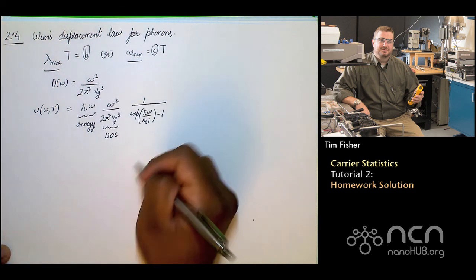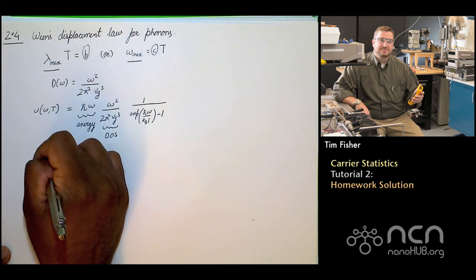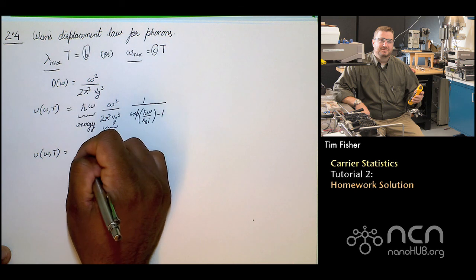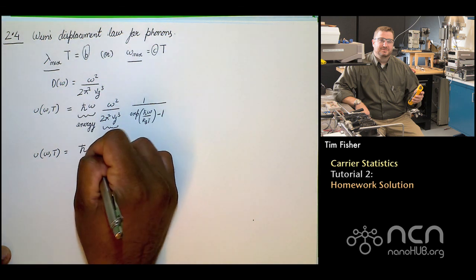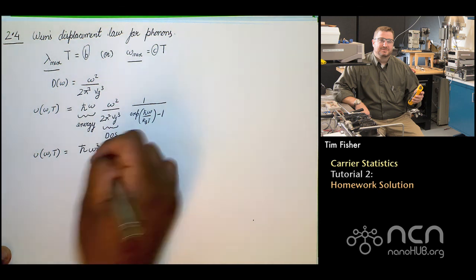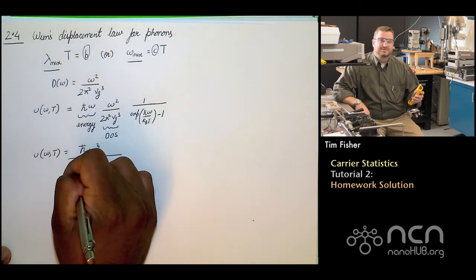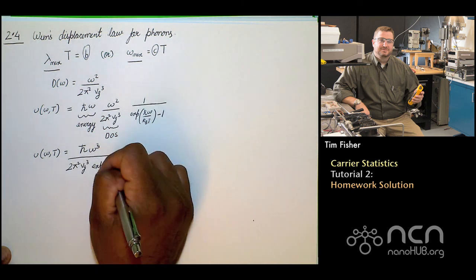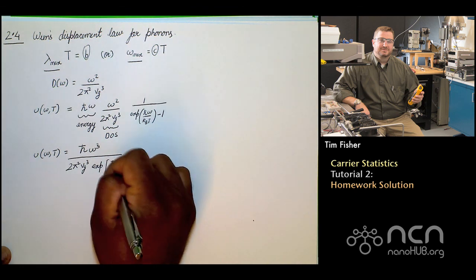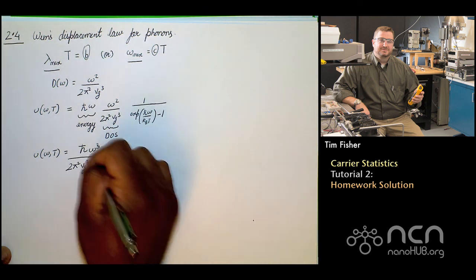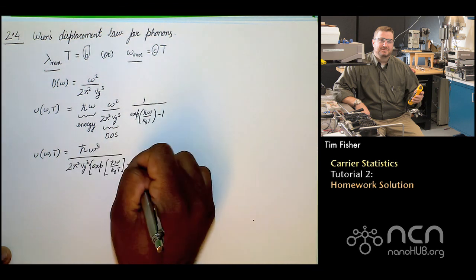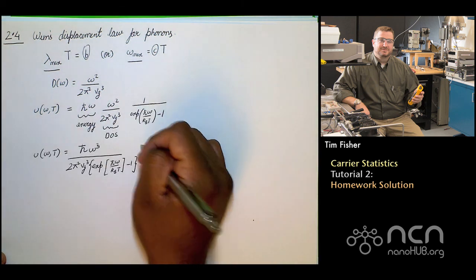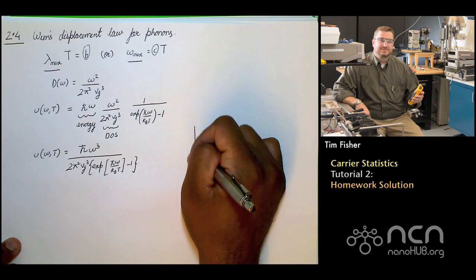So simplifying this expression further, we can write the spectral energy density as U, which is a function of omega and temperature, as h bar omega cube upon 2 pi square Vg cube, multiplied by 1 upon the exponential of h bar omega upon kBT minus 1. Now if I roughly plot the spectral energy density as a function of frequency on the right, it looks something like this.